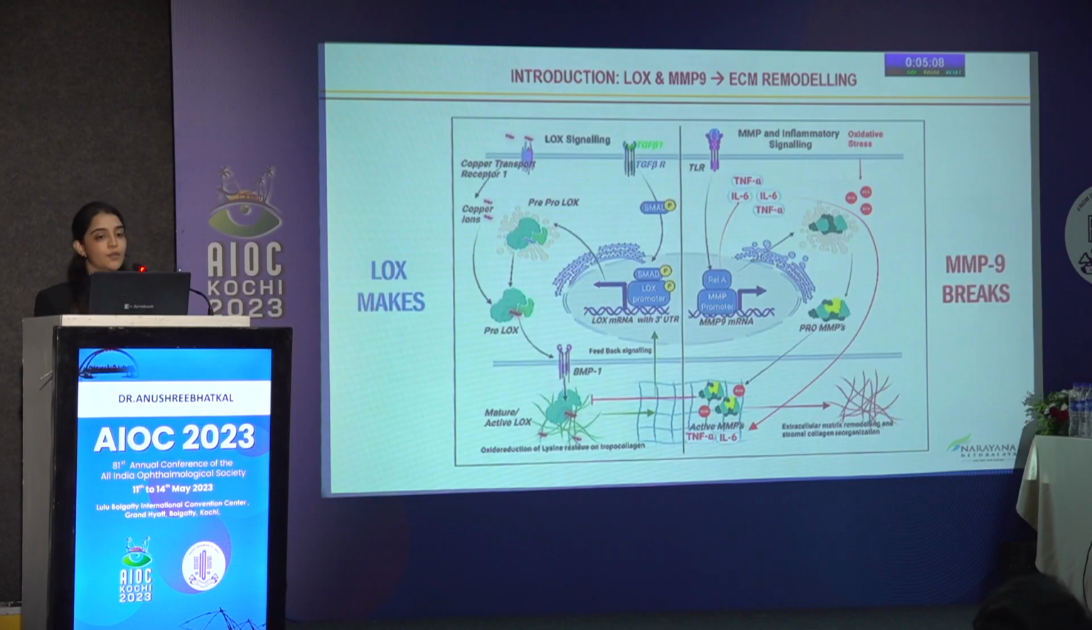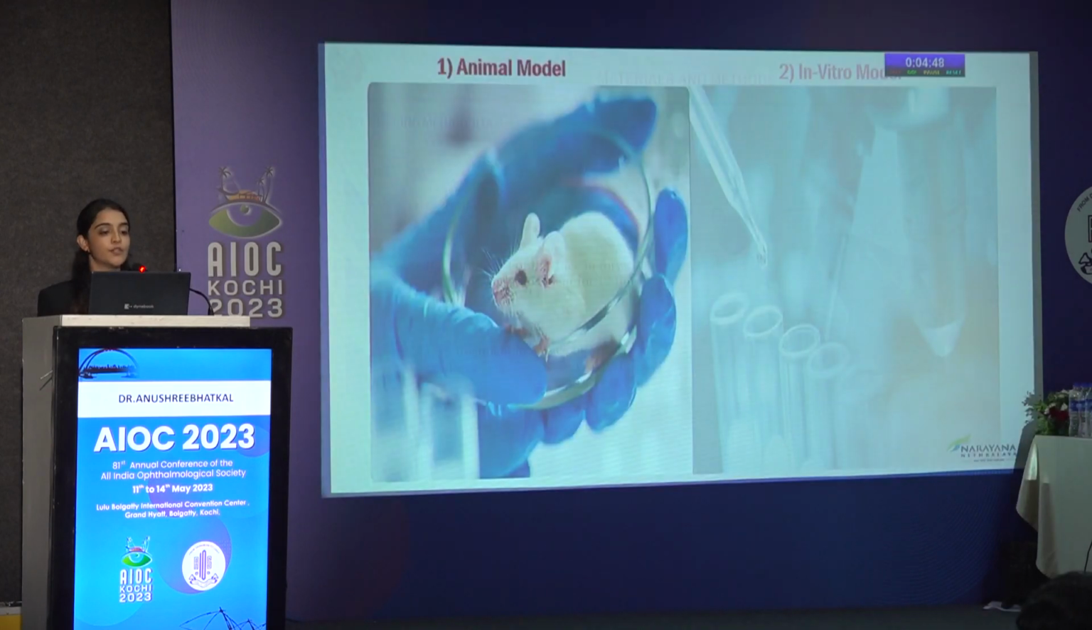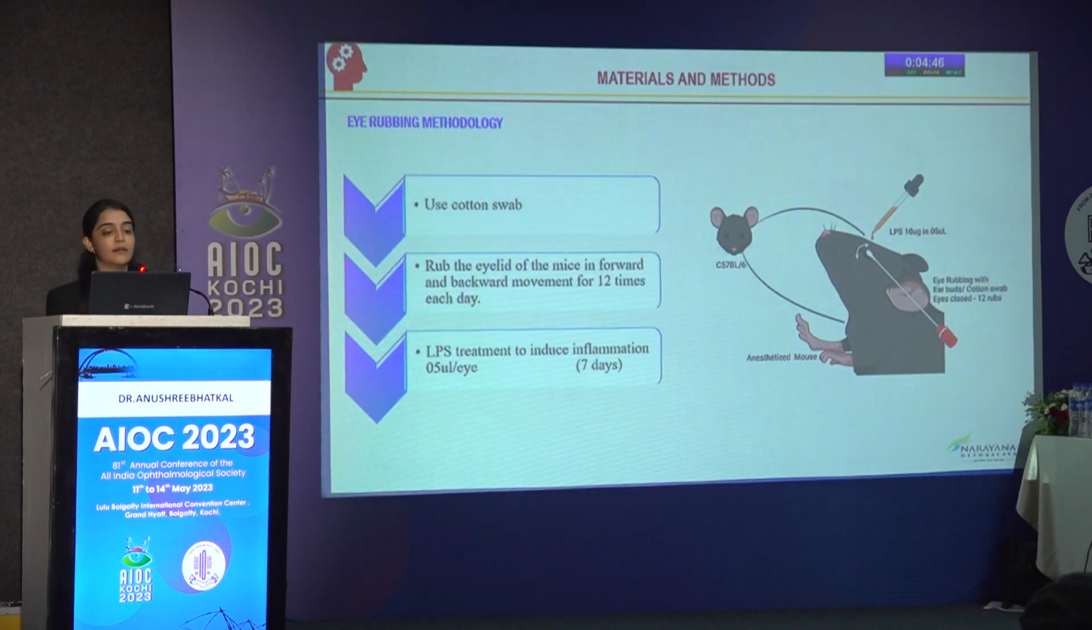So basically in keratoconus, LOX and MMP9 cause the extracellular matrix (ECM) remodeling. The MMP9 causes degradation of the extracellular matrix, which results in progression of the disease. So this brings us to the research question: what impact exactly do eye rubbing and inflammation have on the cornea? So first I'll talk about the animal model.